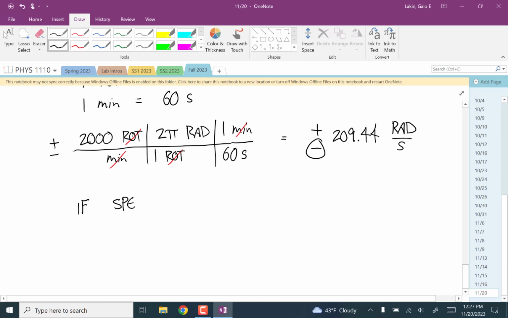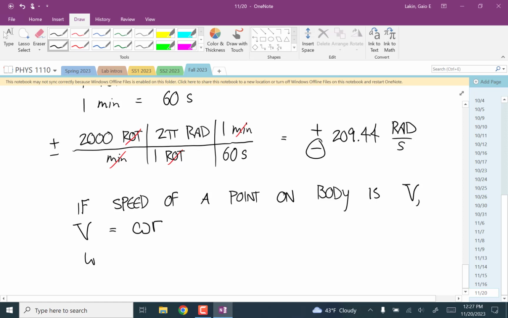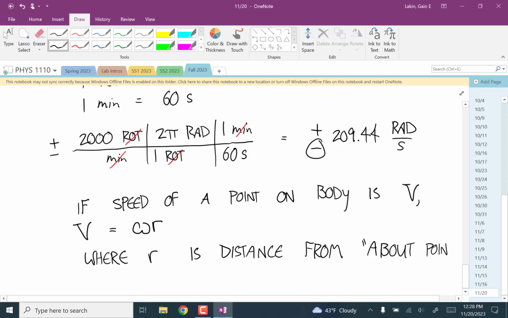If the speed of a point on the body is capital V, the speed of a point is equal to omega times r, where r is the distance from the about point, you can think of that as like the hinge, to the desired point on the body.